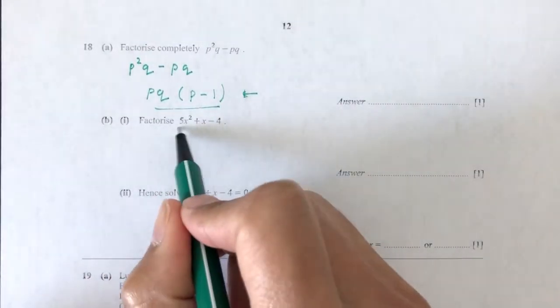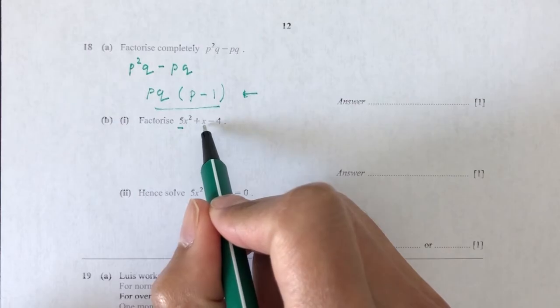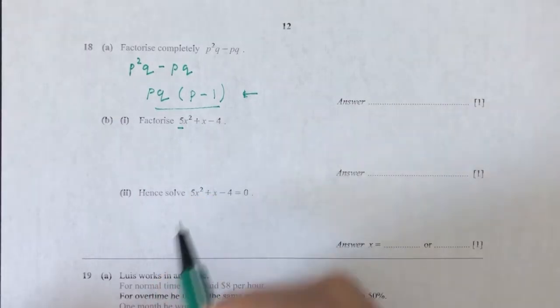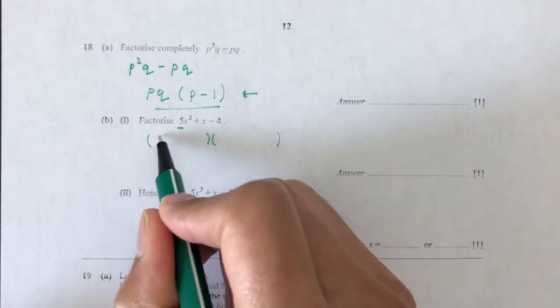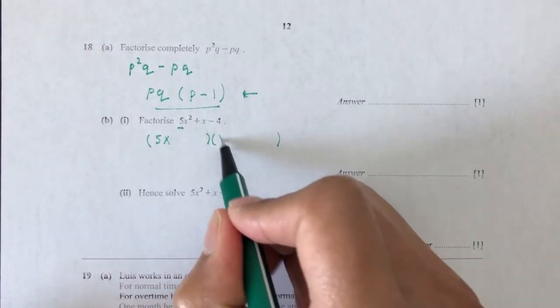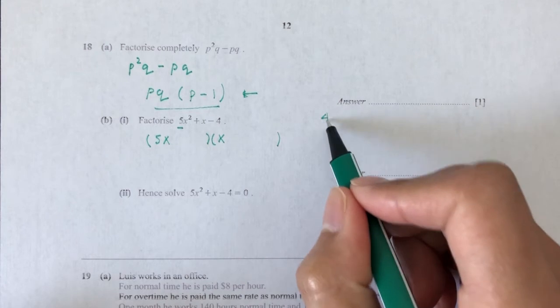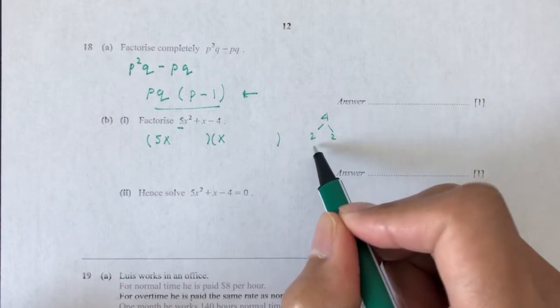Factorize 5x squared plus x minus 4. So factorize, it is a quadratic equation. So 5x and x. So what are the factors of 4? 4 can be 2 times 2 or 1 times 4.